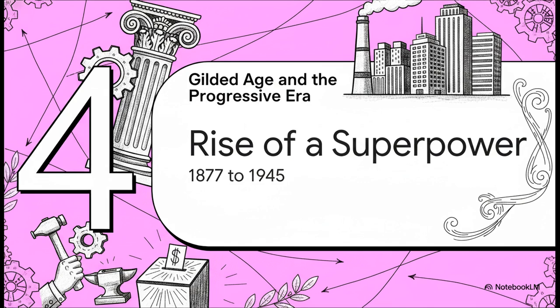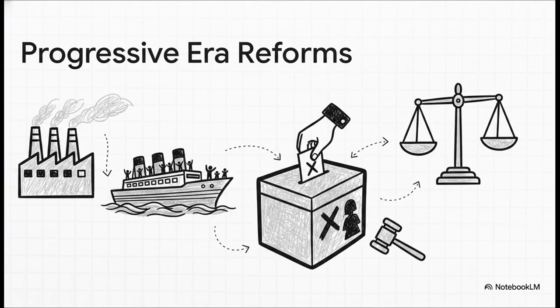Part 4, Rise of a Global Superpower. Welcome to the Gilded Age and the Progressive Era. Driven by millions of immigrant workers and incredibly ambitious industrial titans, the U.S. amassed massive wealth. But, at the same time, dissatisfaction with corruption fueled the progressive movement.